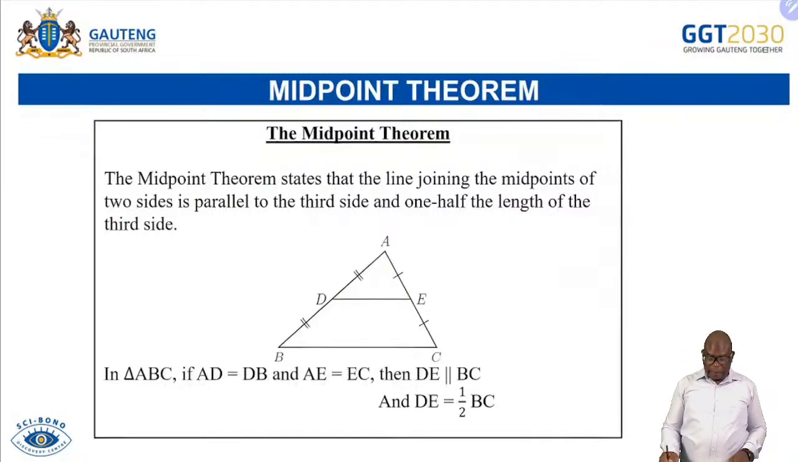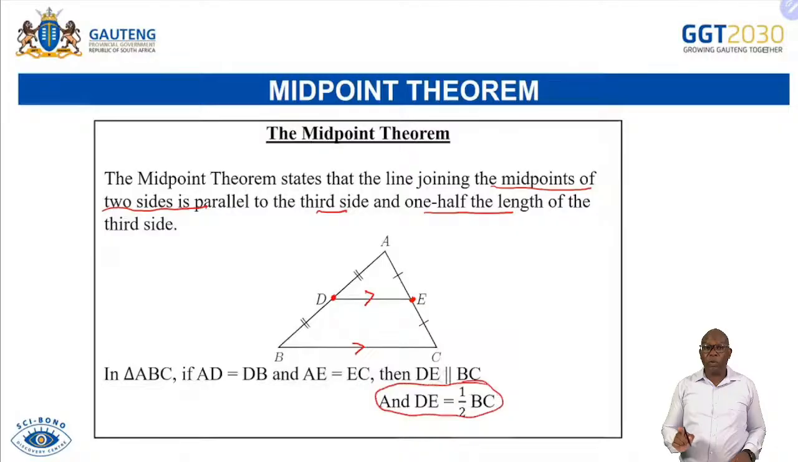Okay, welcome back. I just put in the reminder there for the midpoint theorem, which you've done in grade 10, so that we don't confuse it with the proportionality theorem. Remember, in the midpoint theorem, these 2 points are joining the midpoints of those lines. The line joining the midpoints of two sides is parallel to the third side, and it's 1/2 the length. So in other words, your DE will be half of that.